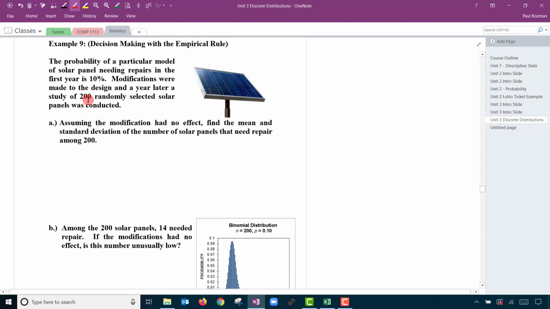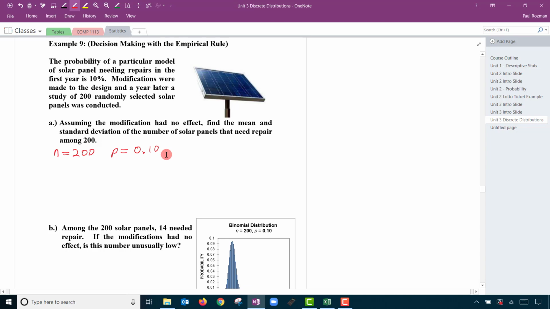After that year, we collected 200 to test. Assuming that the modifications had no effect, let's find the mean and standard deviation for the number of solar panels that would need repair in a group of 200. In this case, we have a study of 200, and we're assuming that we didn't improve these things at all. So we're saying that 10% are still defective.